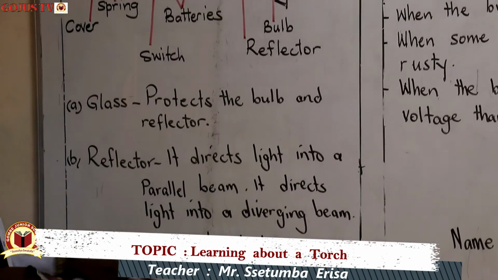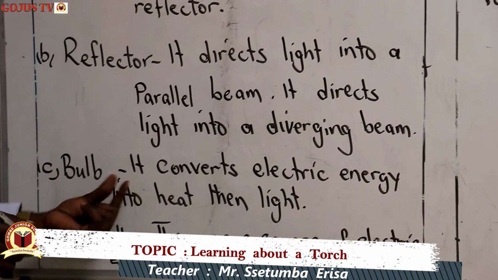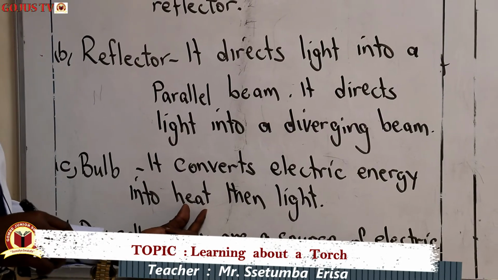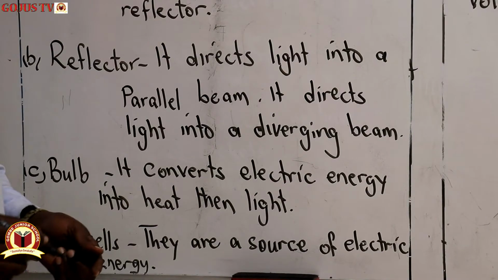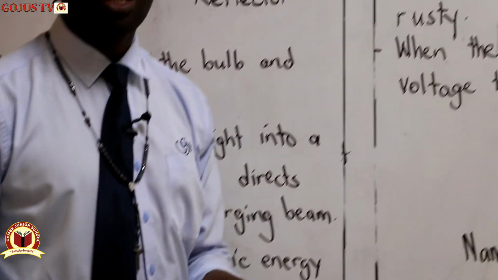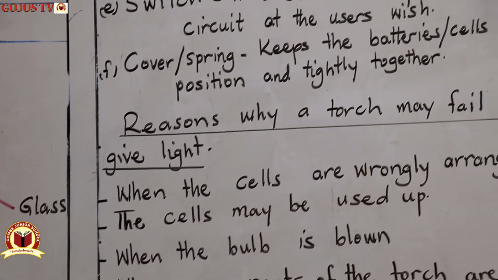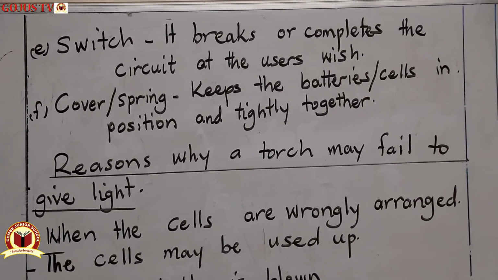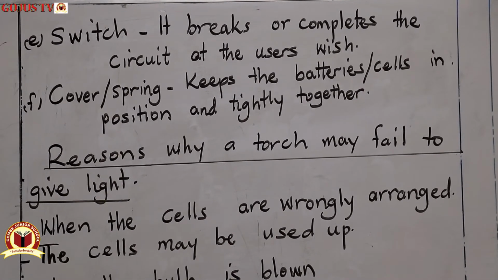A bulb converts electricity into heat and then light energy. So the bulb, when electricity is connected, changes electricity into heat, then light. Dry cells are the source of electricity. They are a source of electric energy. Then the switch. Our switch breaks and completes the circuit at the user's wish. So when you want, you switch on. And when it is your wish, you turn off. So that is the use of a switch at the user's wish.